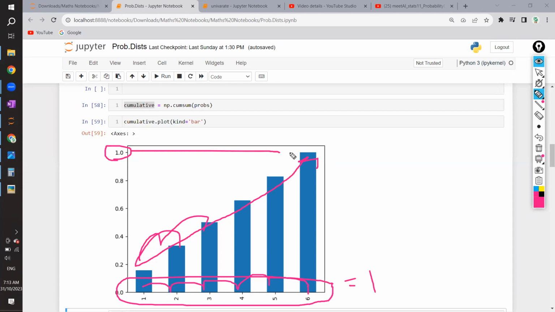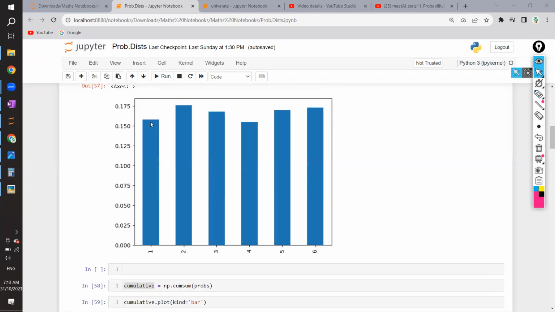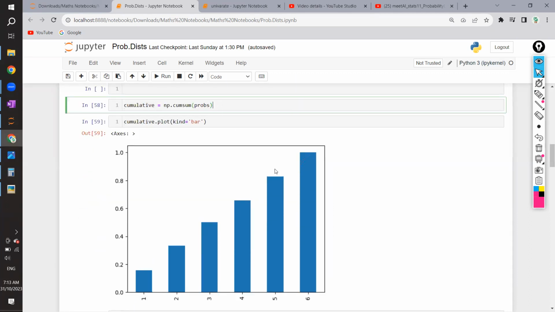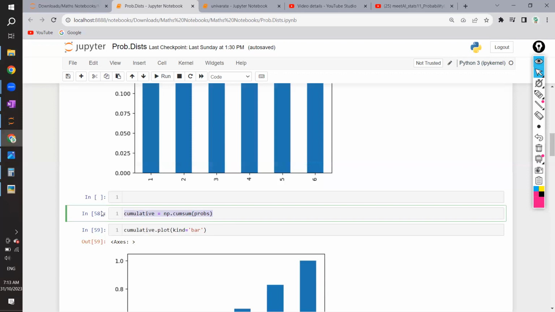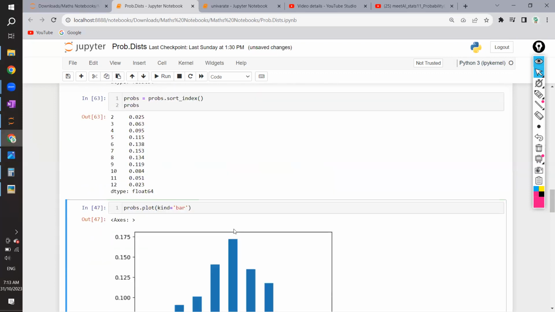It's the sum of all probabilities. If you add all of these together, you will get 1. So this is a way you can draw the cumulative probability also. Fine. Now similarly you can also do it for the other thing. Now I think I should run it again. Let me run this again.